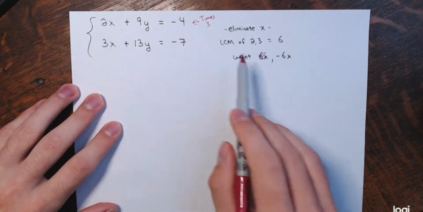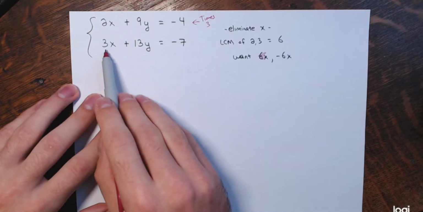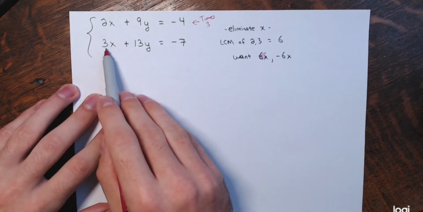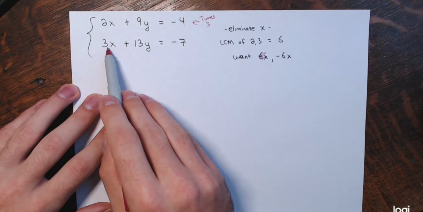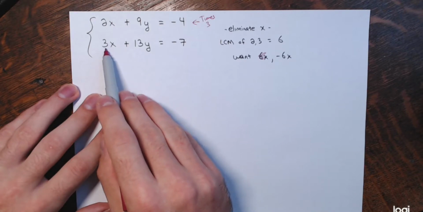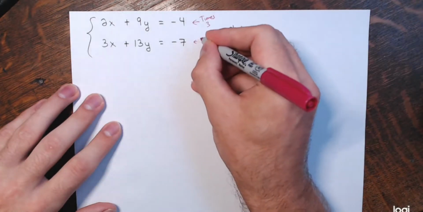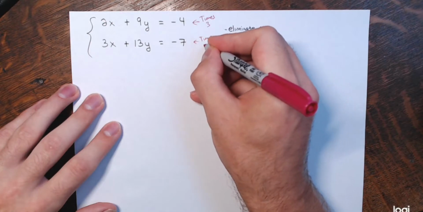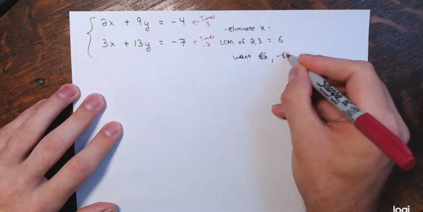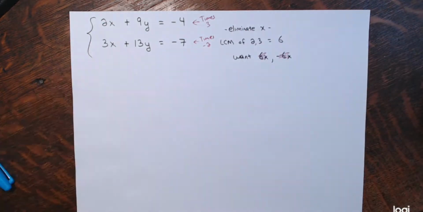Now that'll give me the positive 6x. So I would like to change the other x term into negative 6x. Well, it's positive 3x. To change it into negative 6x, I'd have to multiply the second equation, every single term on both sides, by negative 2. That'll give me the negative 6x. Great, so let's do that.